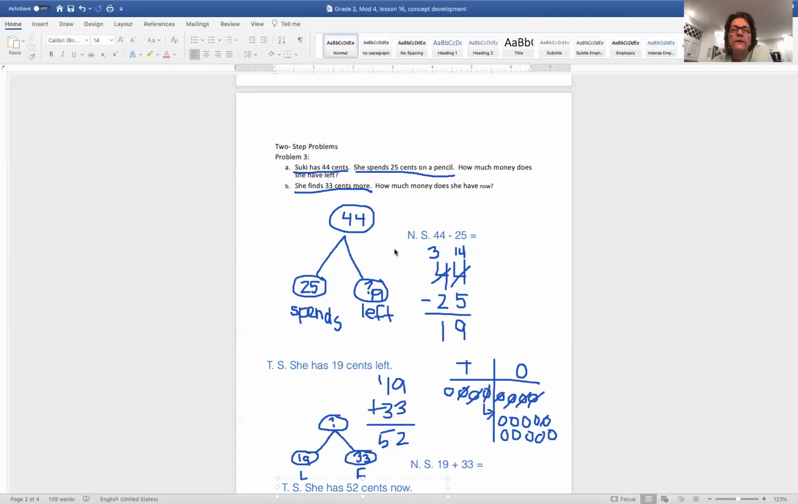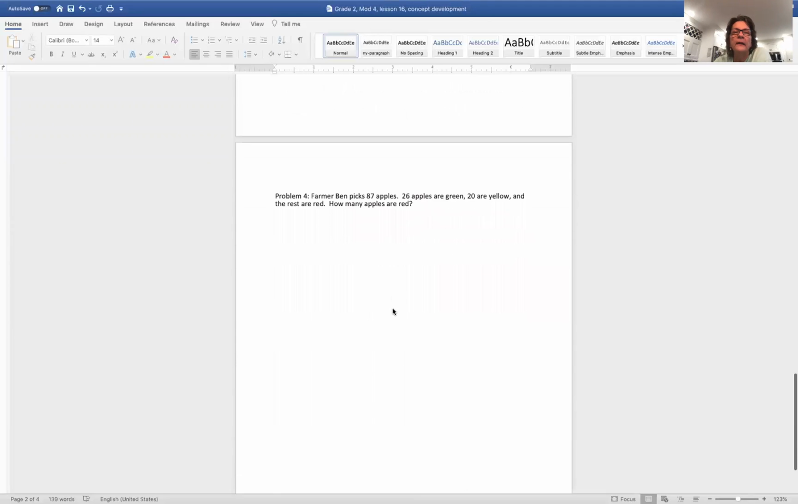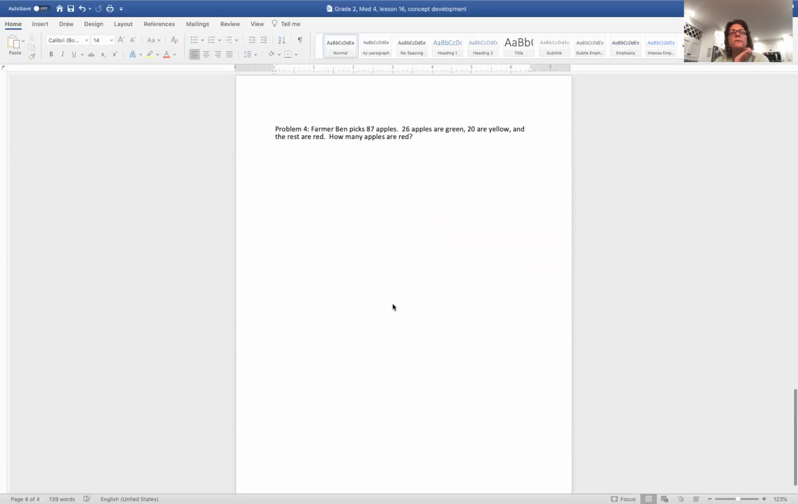Okay, so hopefully walking you through this first two-step problem reminded you what you do when you have a two-step problem. It's nice when they break it down into A and B so you can see automatically that it's two steps. But let's go on to our last problem for today in our concept development. There's another two-step problem, and you can read it with me if you want. Farmer Ben picks 87 apples. 26 apples are green, 20 are yellow, and the rest are red. How many apples are red?